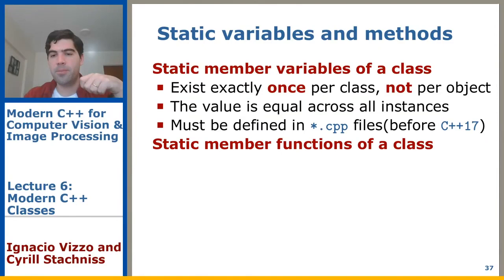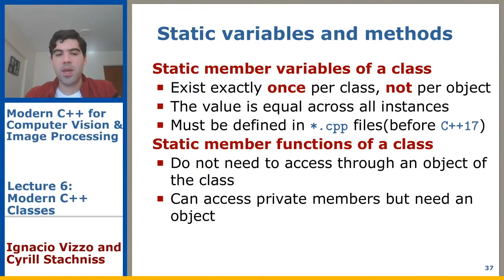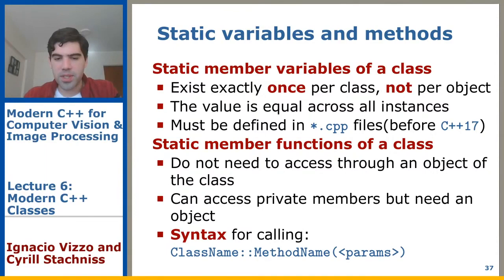Then you also have static member functions. This is something that might be useful when you're designing your own types. They do not need to be accessed through an object of the class. Because this is static, this function will be created at compile time, so you don't actually need to create an object of this particular type to call this function. That's the idea. It can also access private members, but needs an object. The syntax is you use the class name as a namespace, then the double colon, and then you call the static method.